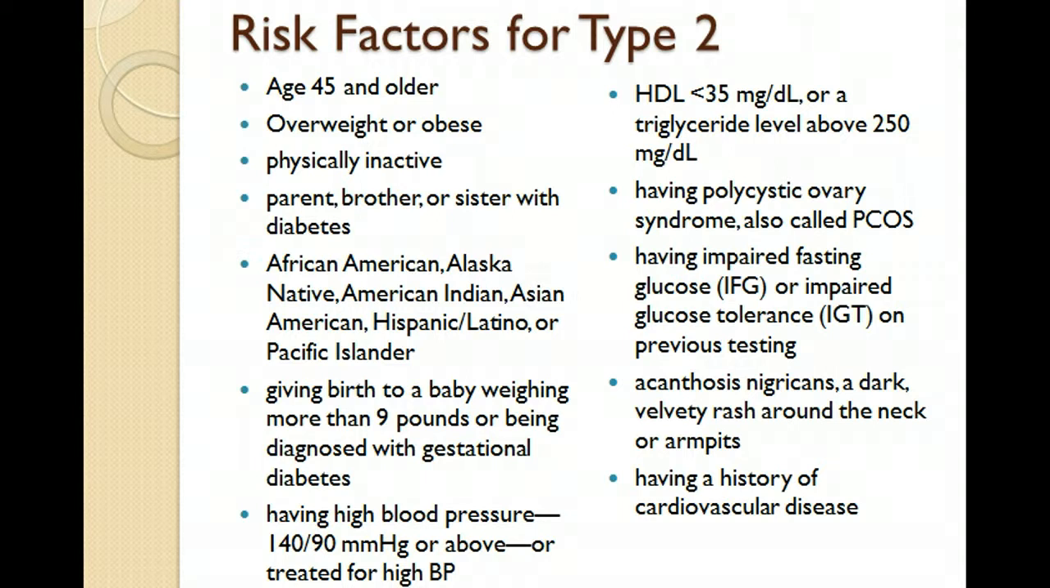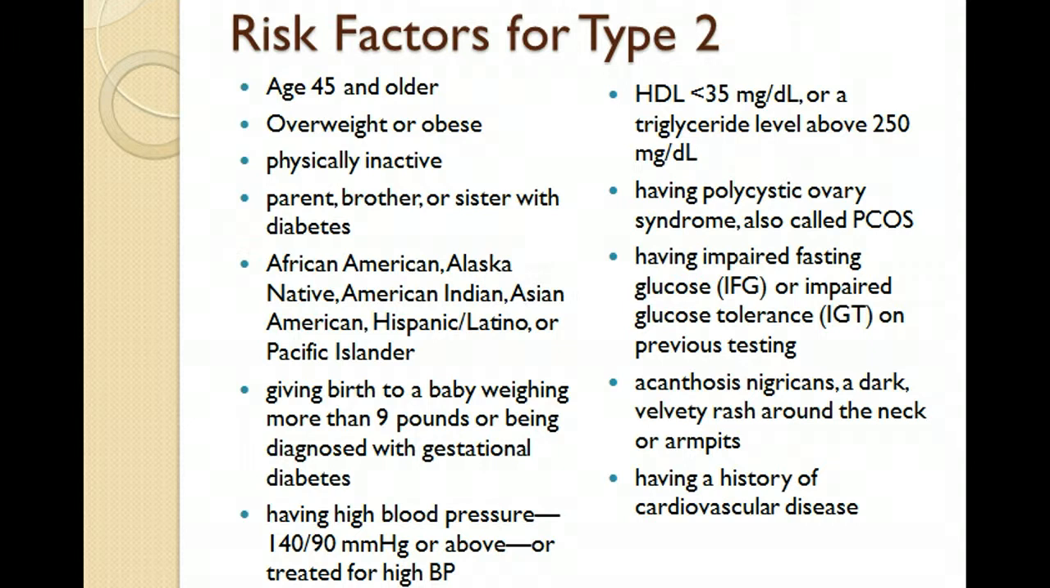And if you look at the risk factors for type 2, like many of the conditions we talk about this fall, age is an issue, typically seen in older persons, but it can be seen in younger persons as well. Overweight or obese, 80 to 90% are obese, physically inactive. And this is where family history is important. Parent, sibling with diabetes. So there is a much stronger family history for type 2 than type 1. It's somewhat counterintuitive.